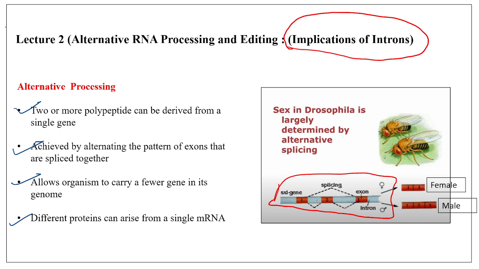So the kind of splicing that is happening is deciding the gender of the Drosophila. So these introns are so important in evolution. They help in determining the sex of an organism, sex in Drosophila also. So this is very important.